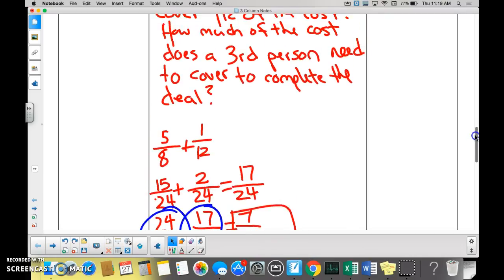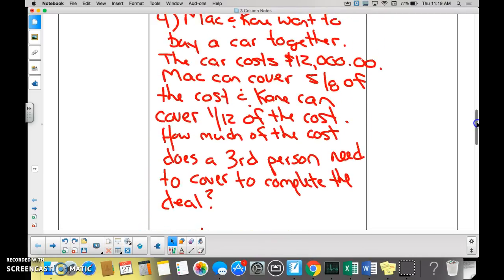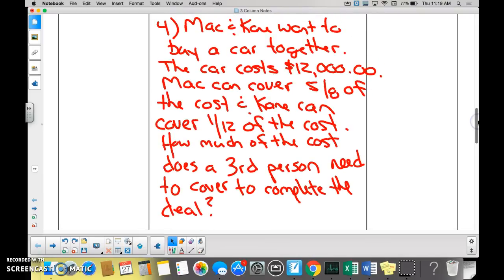One thing we never talked about, though, was the cost of the car being $12,000. Was that relevant to what I was asking you to do? No. Not really, not at all, because I didn't ask for any money amount. So this is what we call a distractor.